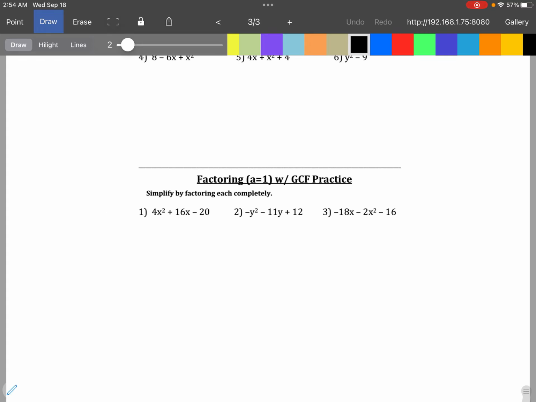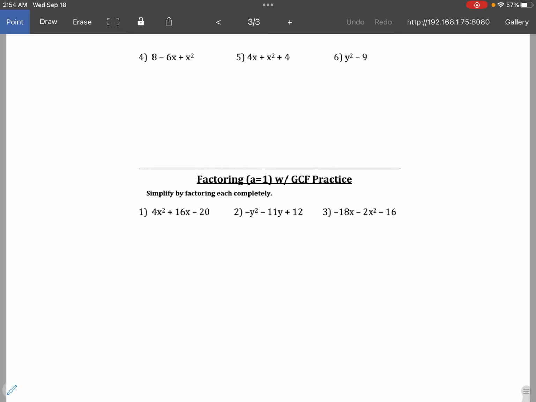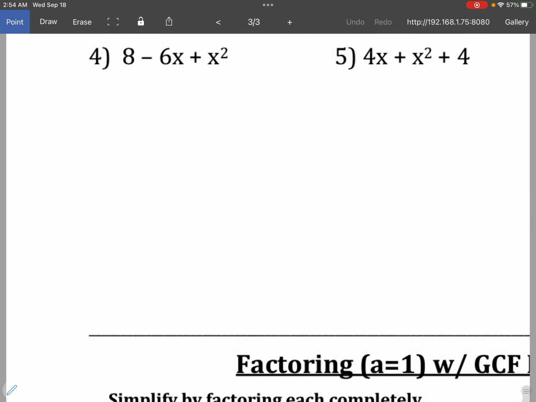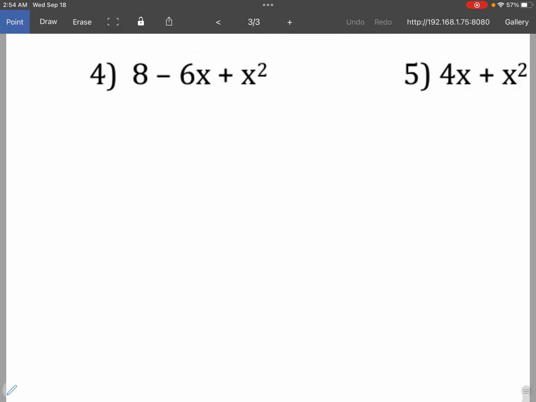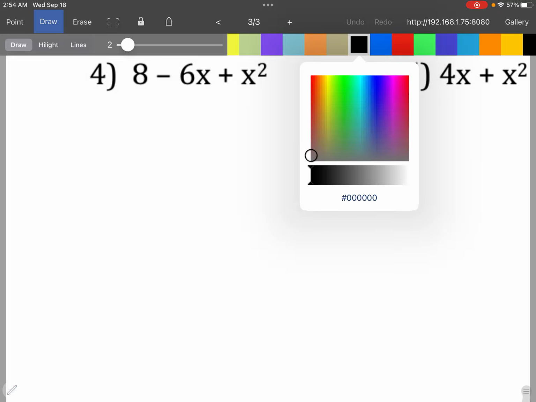And now, I'm pretty sure this is the last page of the lesson before you start working on your prep work. Let's go ahead and look at number 4 here. First of all, number 4 is written out of order. So let's go ahead and put that in order.